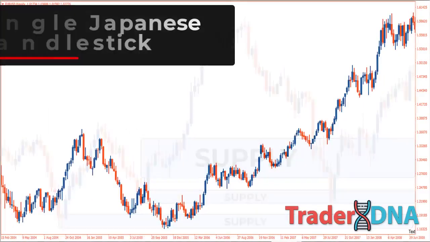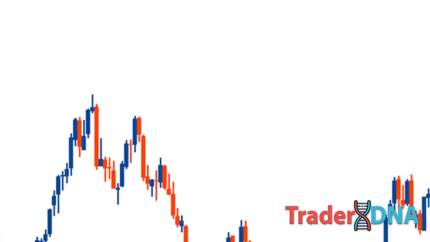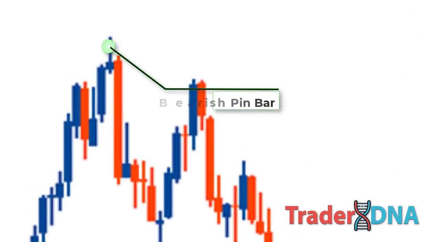Single Japanese candlestick. This is simply when one candle is enough to draw the zone. The two candlesticks together often form a classic Japanese candlestick pattern like a hammer or shooting star, or bullish and bearish engulfing candlestick patterns.